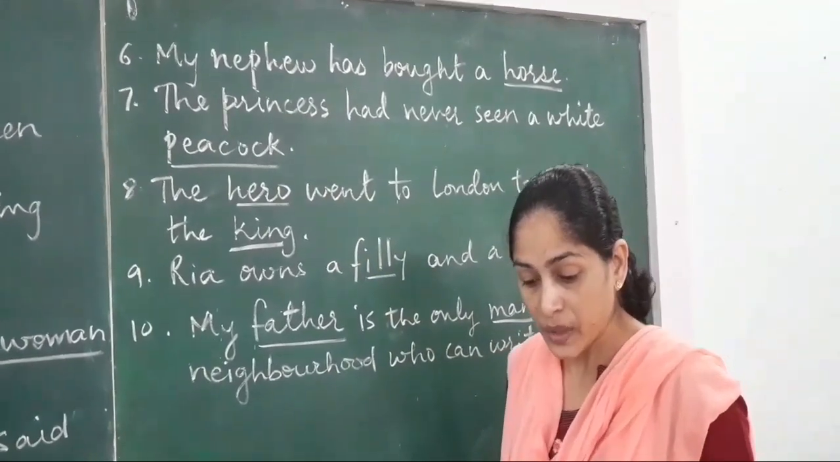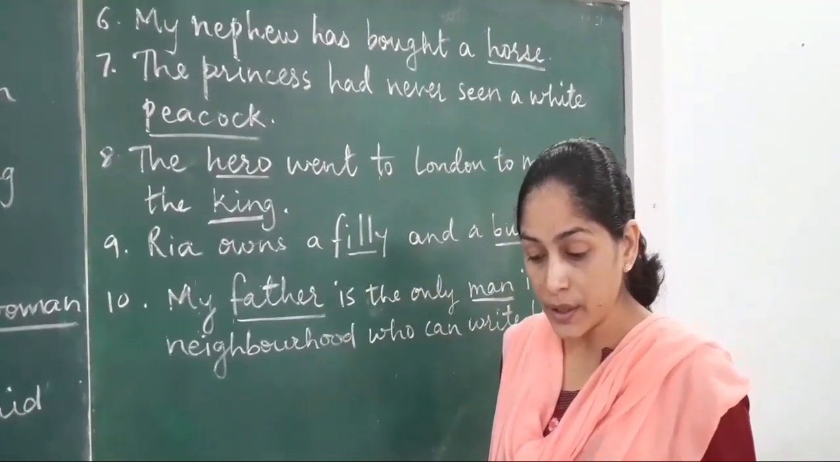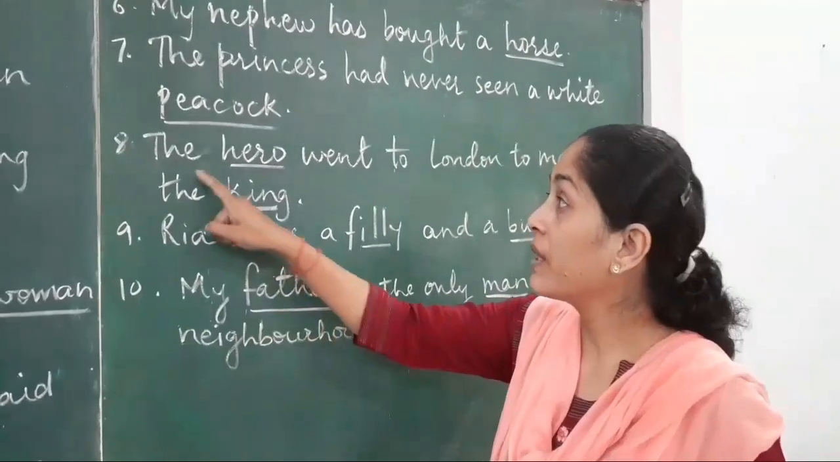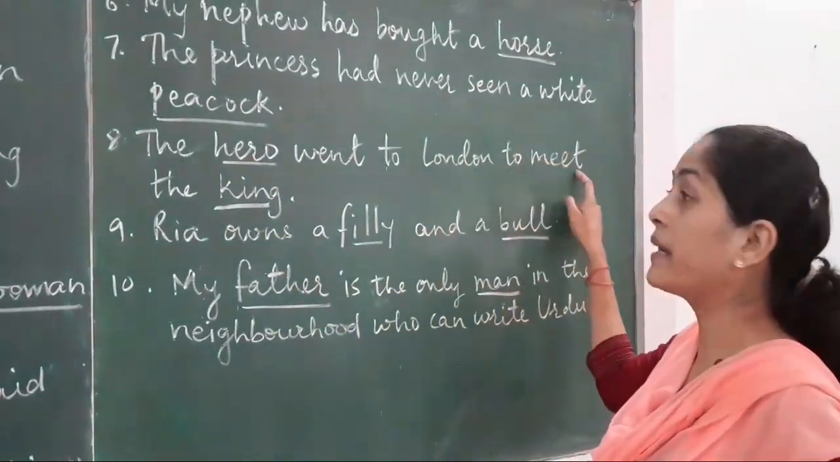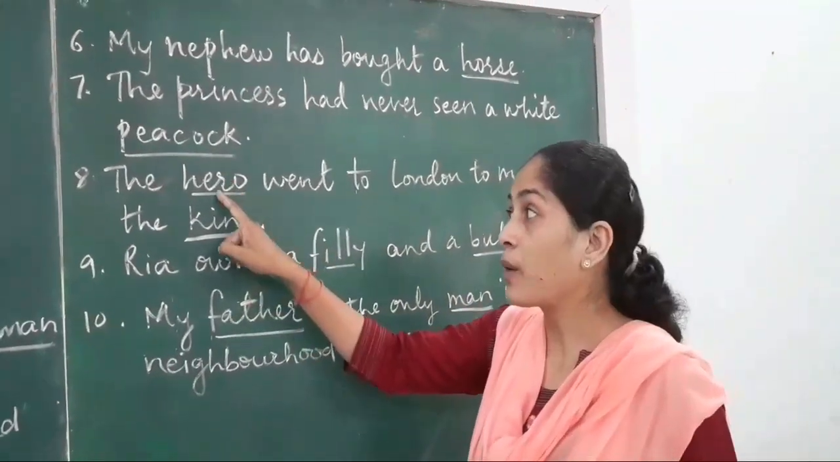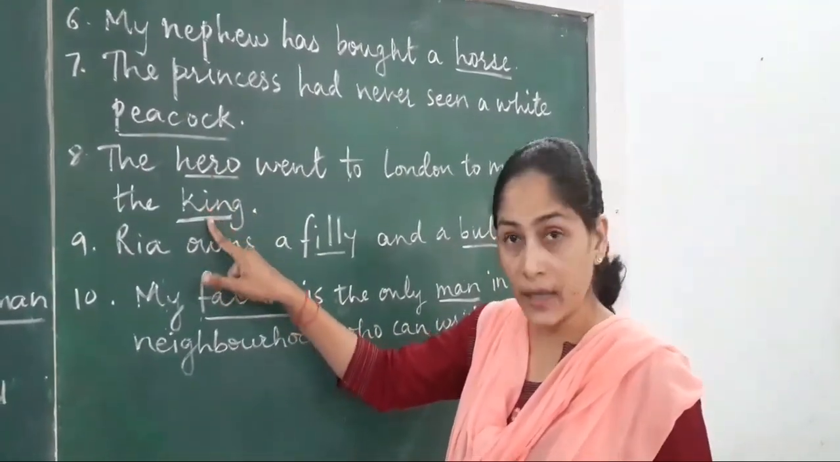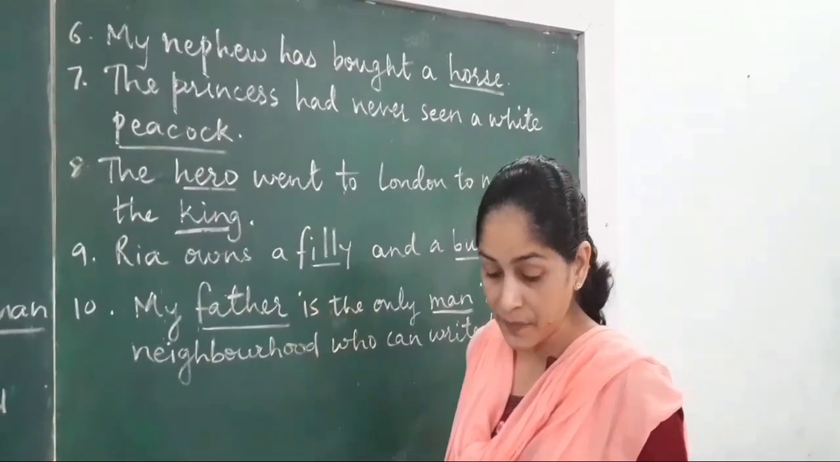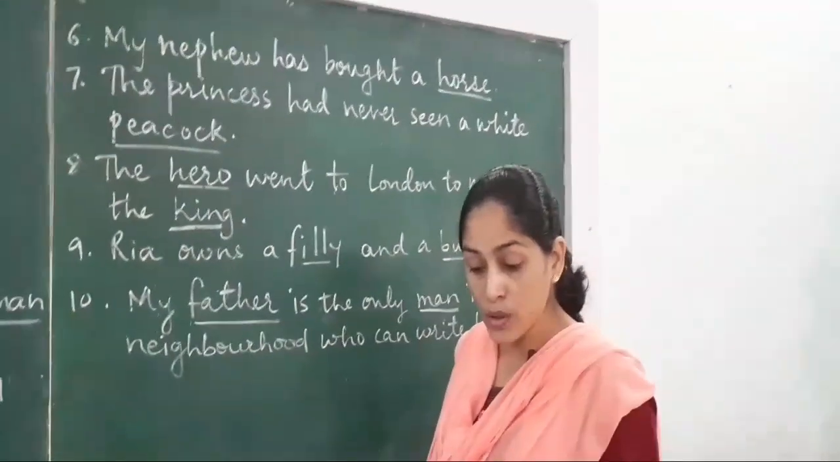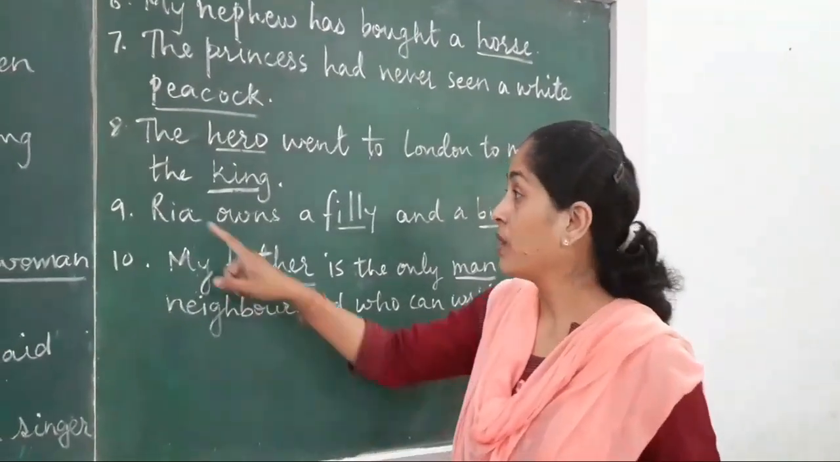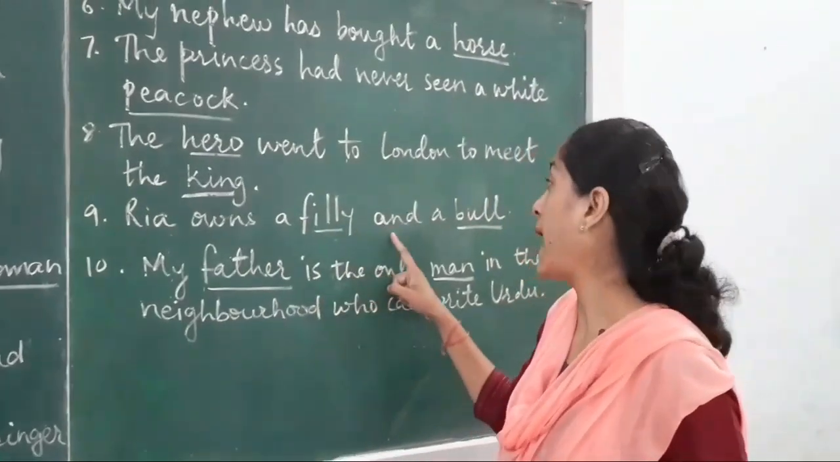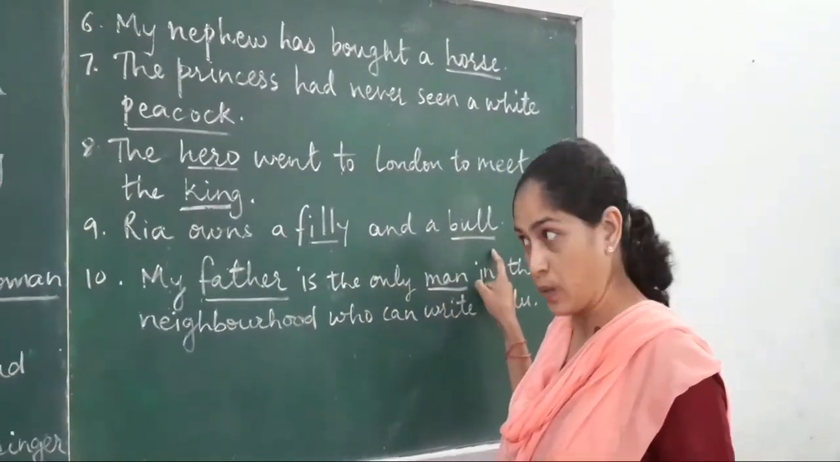Next one, the heroine went to London to meet the queen. The hero went to London to meet the king. From heroine it would be hero and from queen it would be king. We are changing into opposite gender. Ninth one, Ria owns a colt and a cow. Ria owns a filly and a bull instead of cow.